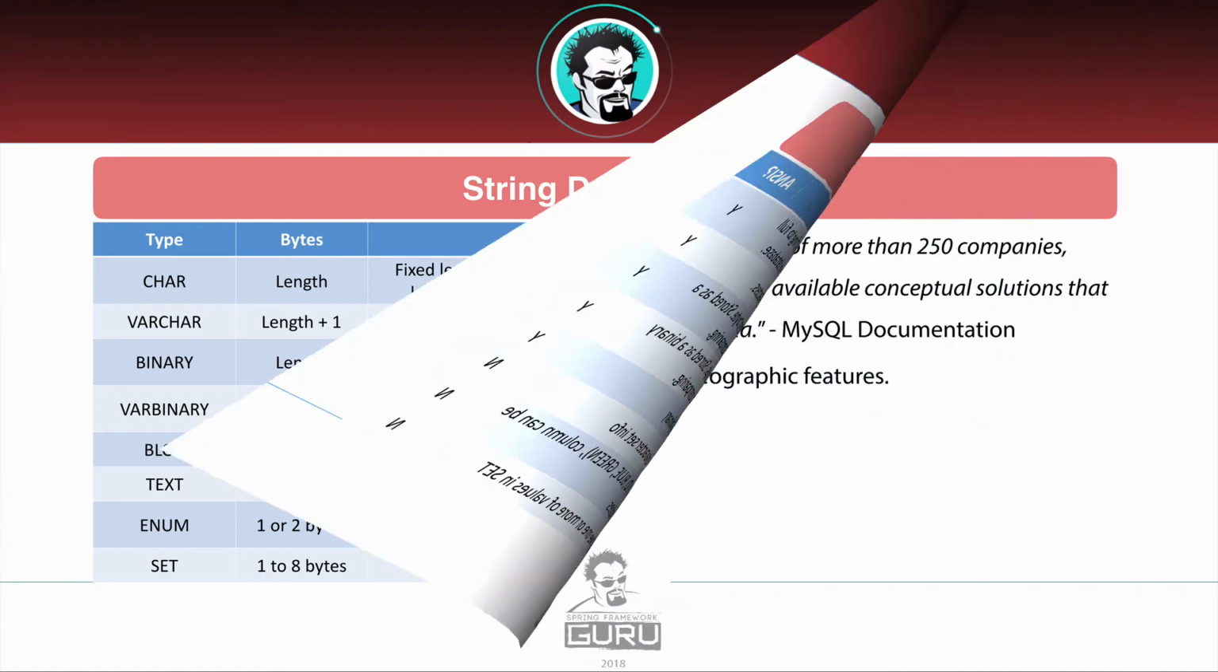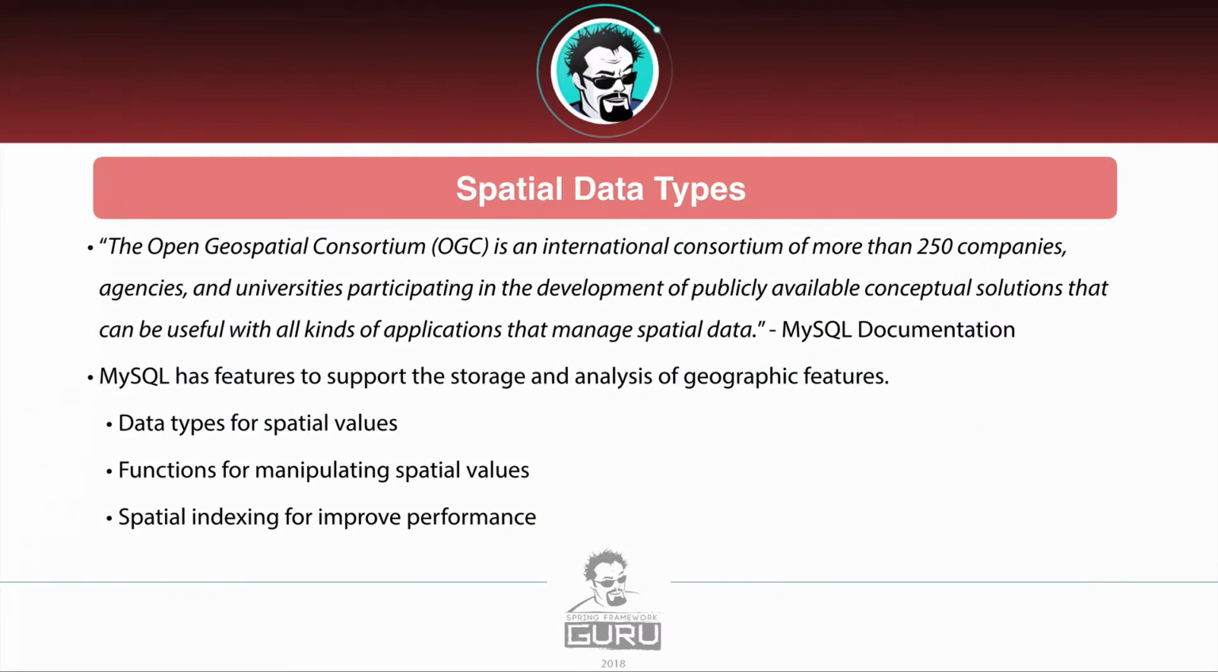Next, we have spatial data types. This first bullet point is right out of the MySQL documentation. The Open Geospatial Consortium is an international consortium of more than 250 companies, agencies, and universities participating in the public development of available conceptual solutions that can be useful with all kinds of applications that manage spatial data.